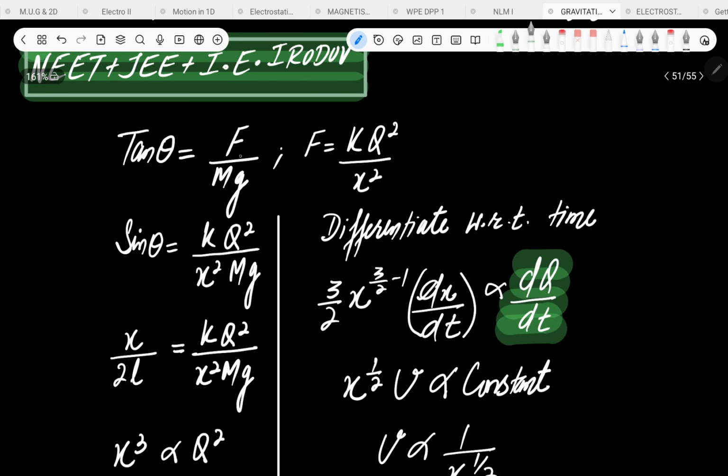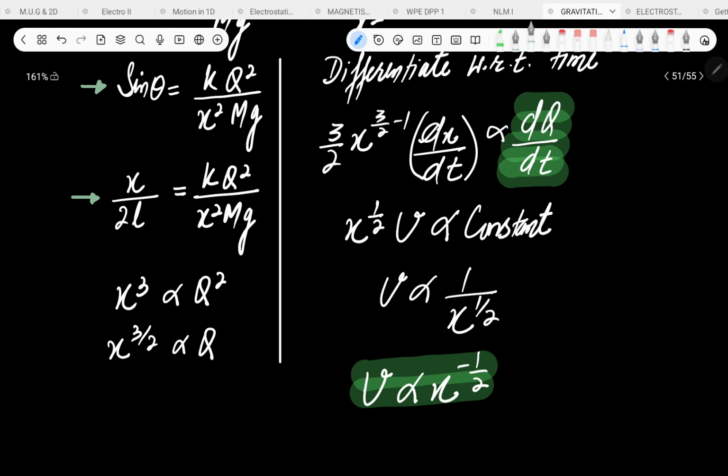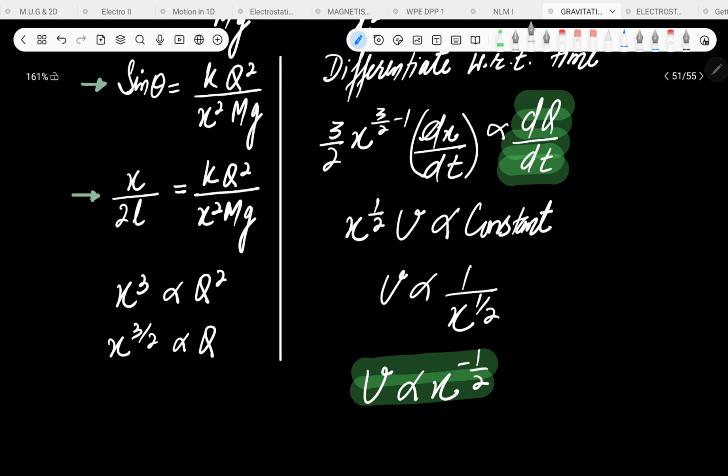तो हमने क्या किया इसमें? सबसे पहले हमने लिखा tan theta, which is F by mg. F, this is what you call Coulomb's law. This equation is famously known as Coulomb's law, and it is an application of Coulomb's law. Then next मैंने क्या किया? I have written down this tan theta is replaced by sin theta. F के बदले मैंने ये लिखा. Then sin theta is perpendicular divided by hypotenuse, comes out to be this. Then from this equation, everything is constant except this x, which varies, and q, which varies. So I have written simply down that x cube is proportional to q square. ठीक है जी. फिर मैंने लिखा x raised power 3 by 2 is proportional to q.